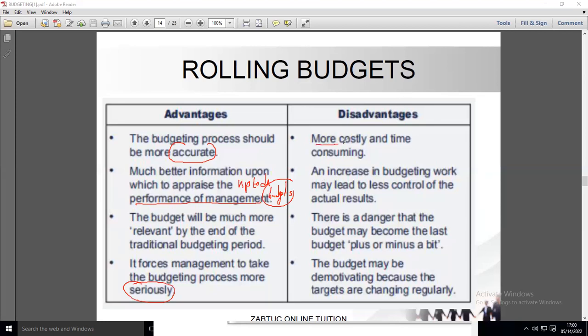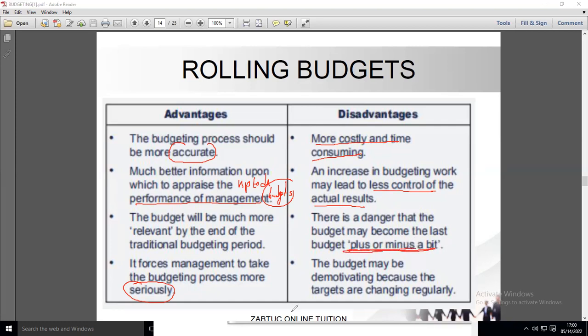Problems: it is more costly and time consuming. Every 3 months you're doing this, that's a lot of work. An increase in budgeting work may lead to less control of the actual results because you are obsessed more with planning and planning and planning. There is a possible danger that the budget may become the last budget, plus or minus a bit.